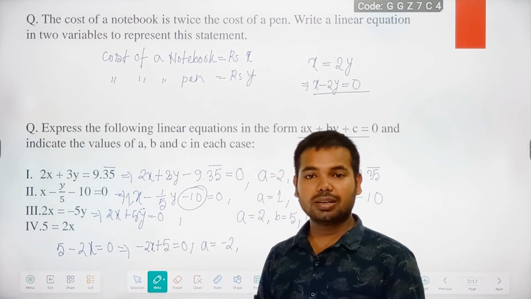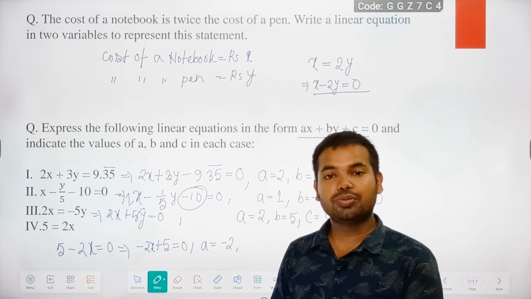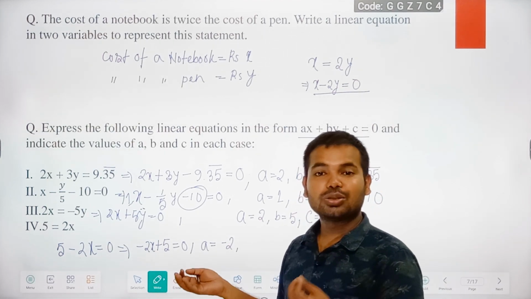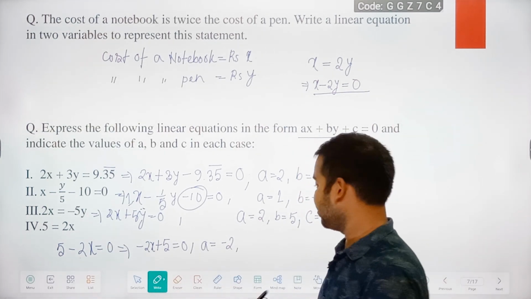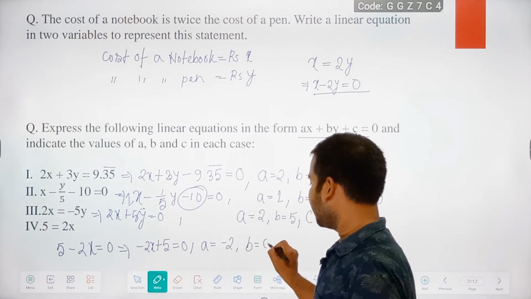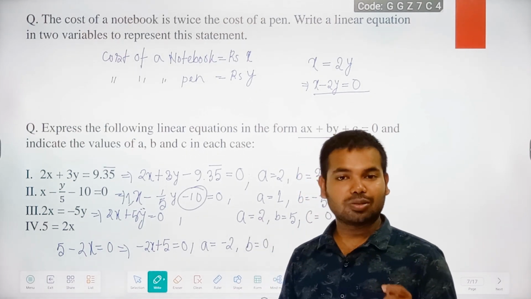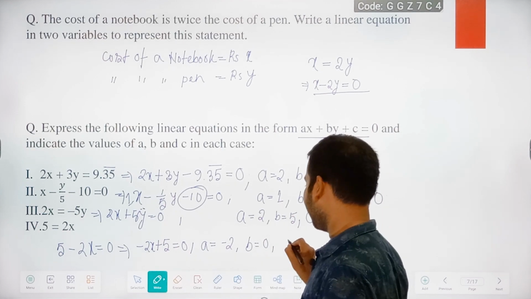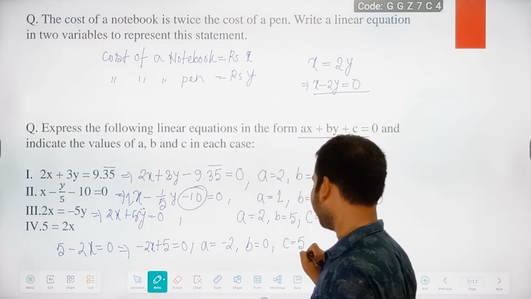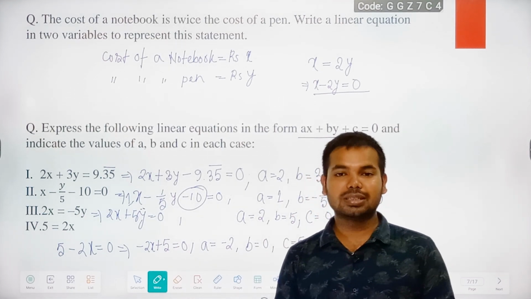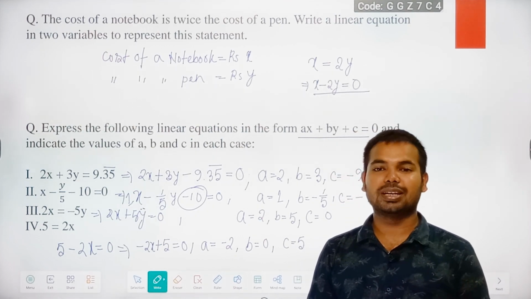Now, what is the value of b here? B is the coefficient of y, but there is no y here. So, b is actually equal to 0. And what is c? C is the constant term, so that is equal to 5 or plus 5. C is equal to 5 here. And this is how we determine the coefficients a, b and c.